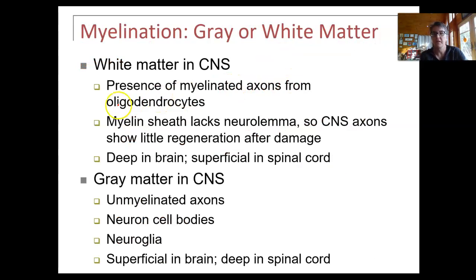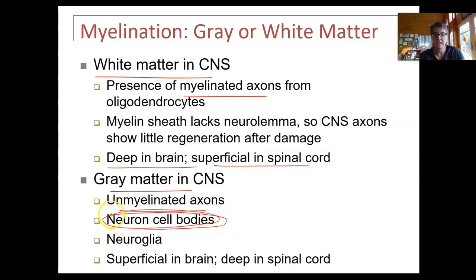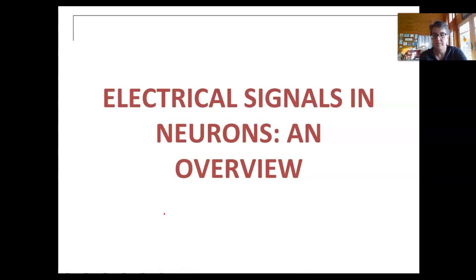Okay, so I had white matter. My white matter, myelinated axons, deep in the brain, superficial in the spinal cord. Gray matter, unmyelinated axons, but really it's the cell bodies, and it's neuroglia on the outer portion of the brain, superficial in the brain, deep in the spinal cord. So they flip direction, orientation. So I thought that was kind of cool.